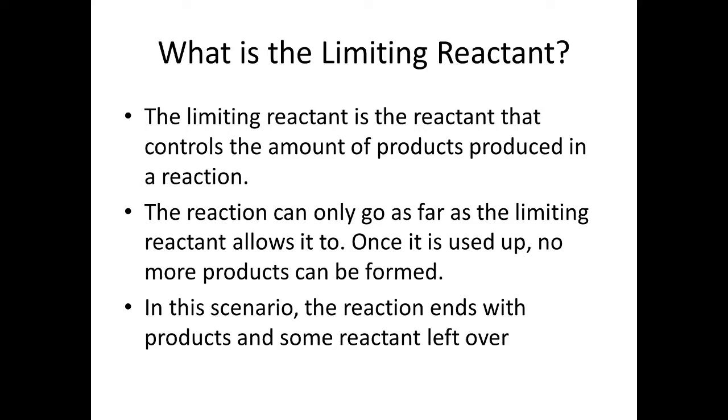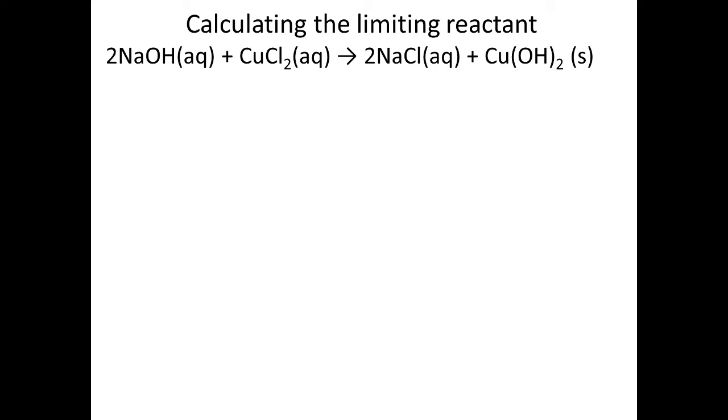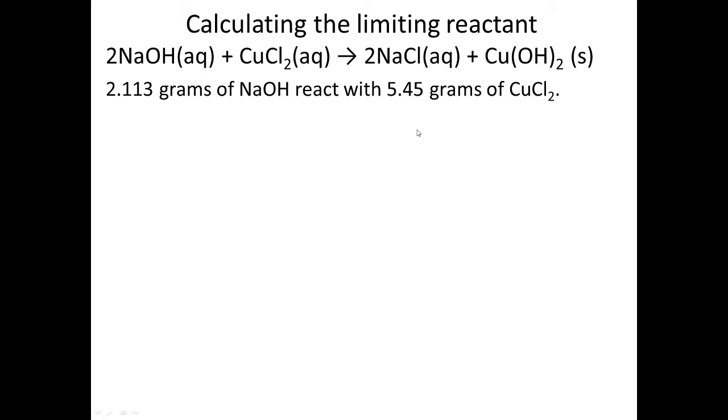Here's an example. So we're going to calculate the limiting reactant in this reaction. Got some sodium hydroxide and some copper chloride. We're going to make some sodium chloride and some solid copper hydroxide. Say we had 2.113 grams of sodium hydroxide and 4.45 grams of copper chloride. Which one's the limiting reactant? We want to know that, and we want to know how much of one particular product you can make.